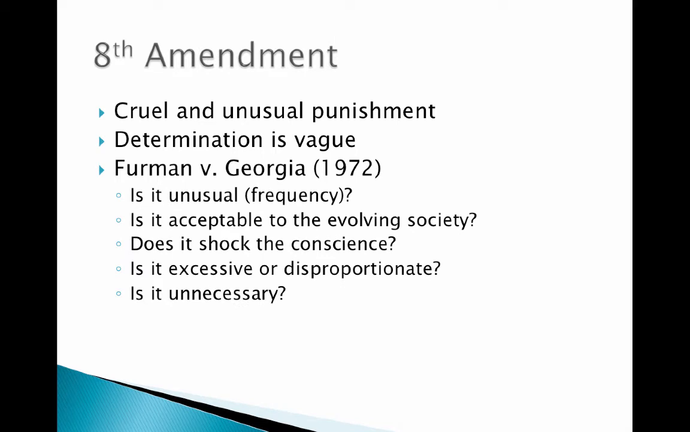The Eighth Amendment created the need for no cruel and unusual punishment, although its determination is somewhat vague. In the court case of Furman versus Georgia in 1972, which was a death penalty case, it looked at what's really in the best interest of society. Is it unusual? Is it acceptable to the evolving society? Does it shock the conscience? Is it excessive or disproportionate? And is it necessary?